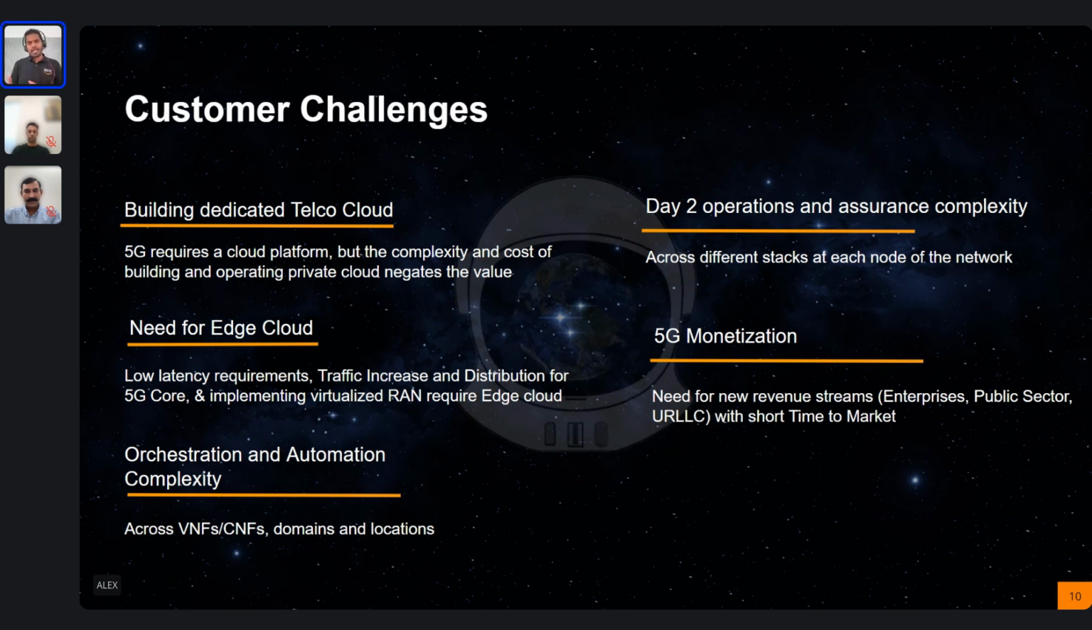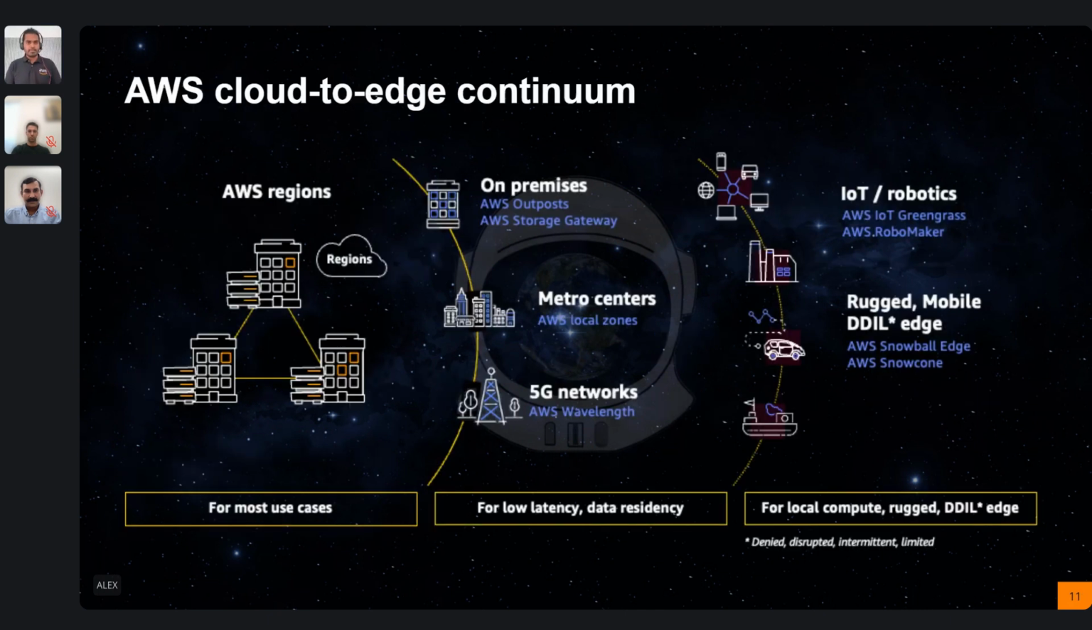So now that we have seen the customer challenges, let's take a look at how AWS can help you overcome these challenges and build the network of the future for IoT. Next slide, please, Alex. Some of you may have come across this slide in some AWS event. Essentially, it gives you a 40,000-foot view of what AWS services are and where they span.